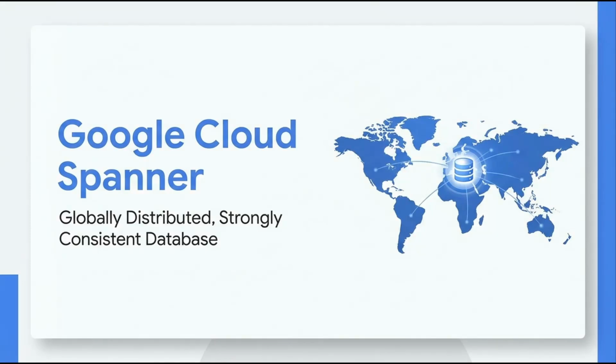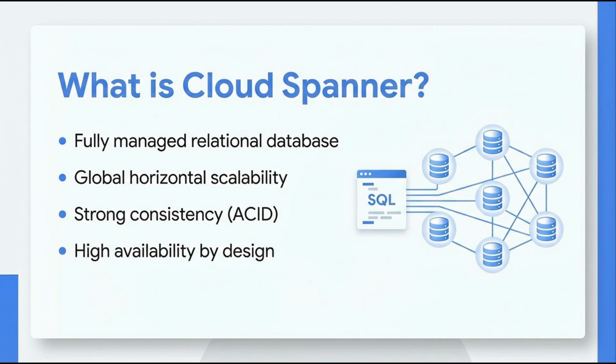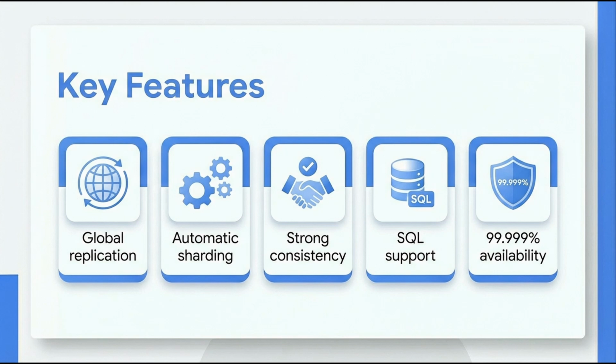Cloud Spanner is Google's globally distributed, fully managed relational database. It combines the strong consistency and relational schema of traditional databases with the horizontal scalability of NoSQL systems, making it ideal for large-scale mission-critical applications. Some of Cloud Spanner's standard features include global strong consistency, automatic sharding, and 99.999 availability.